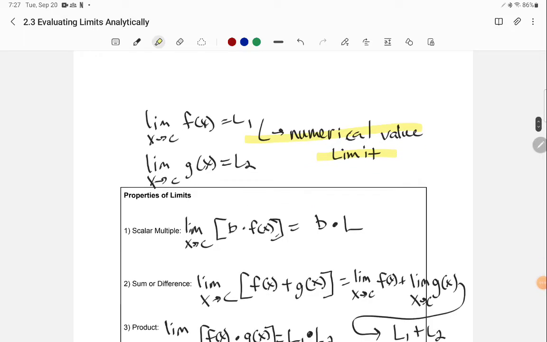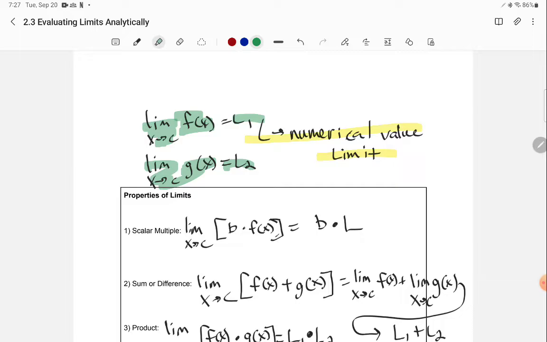So now let's take a look at some properties of limits. First of all, when we're talking about the language that we're going to speak, there are a few things you have to understand. When I say that the limit is L sub 1 or L sub 2, that's looking at the limit as x approaches c. For L sub 1, we're looking at f of x, because you'll notice down here you have f of x and g of x. And if I say the limit as x approaches c of g of x, I'm going to say L sub 2. So L sub 1 is the limit for f of x, and L sub 2 is the limit for g of x.